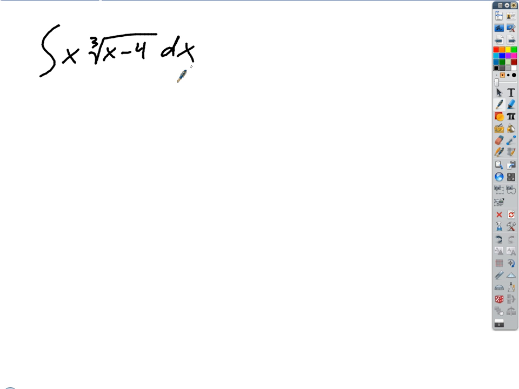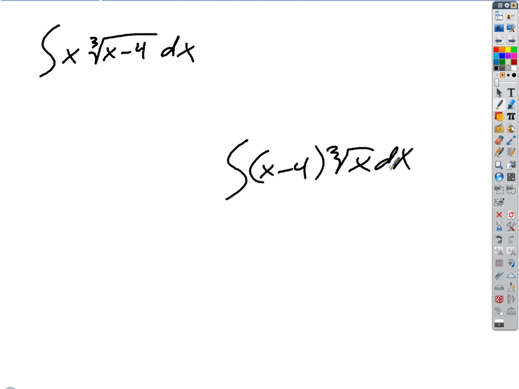Okay, compare that to, say, a problem like this. What if we had something like the integral of x minus 4 times the cube root of x dx? Okay, one of those requires a use substitution and one does not. This one requires? Because of the parentheses? This one does not, does it? You can distribute it. Good.